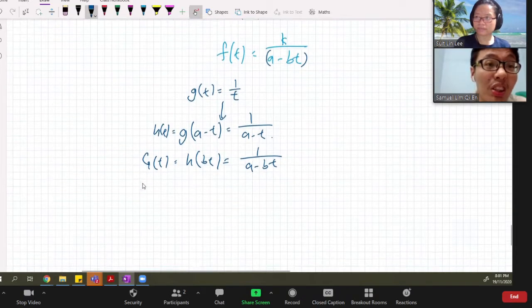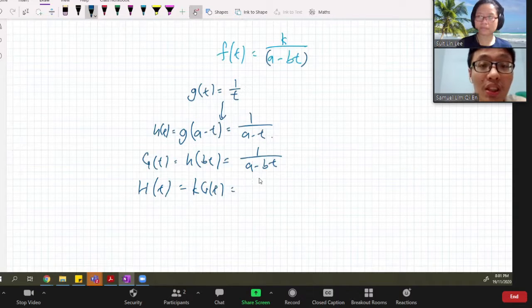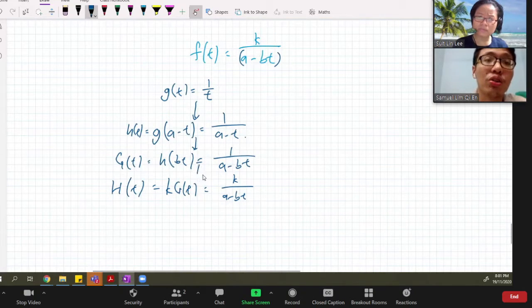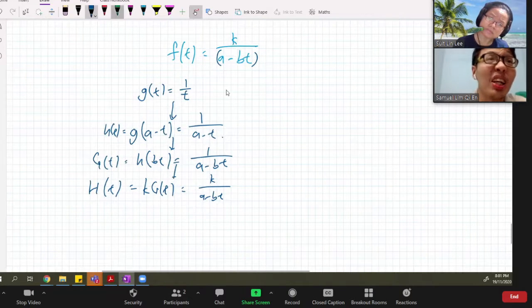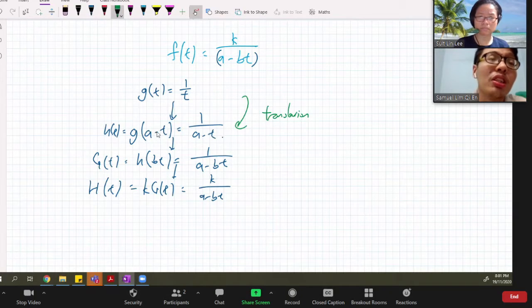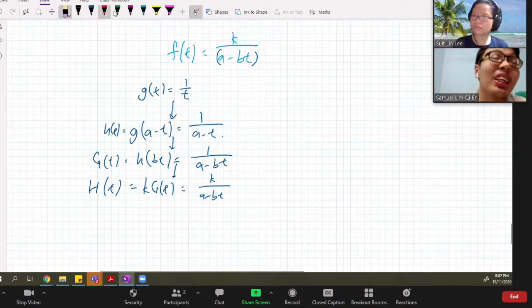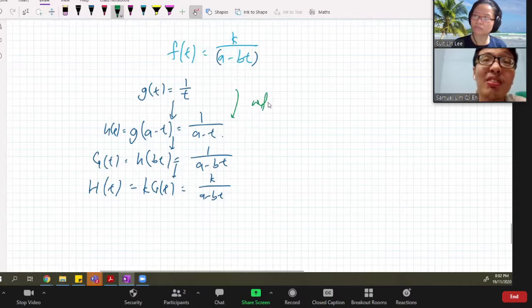Finally, of course, you can get another function, which is to take k times this thing, which is k over a minus bt. So what you do is you actually go through three transformations. This one is a translation. Translation by... sorry, there's a reflection first. Oh, I forgot the reflection. Yeah, there's a negative.